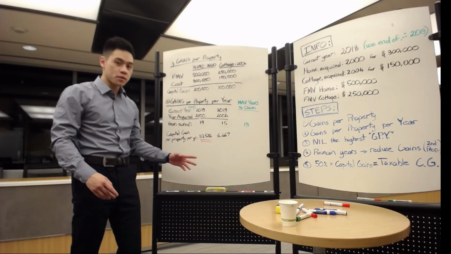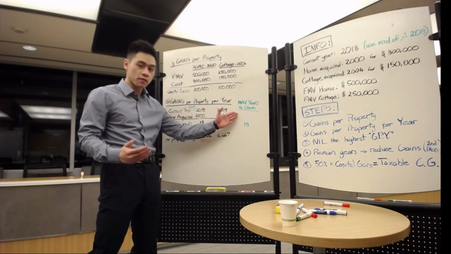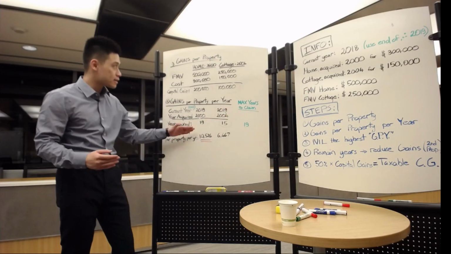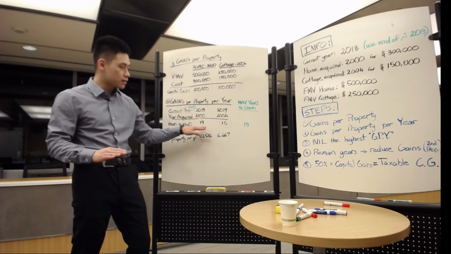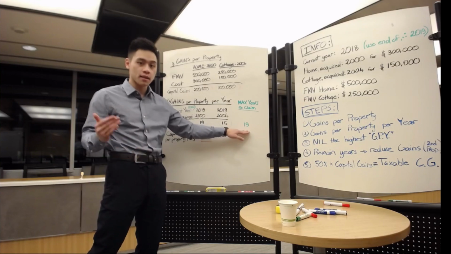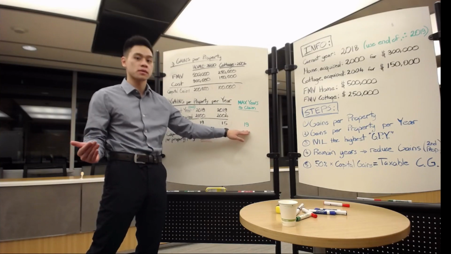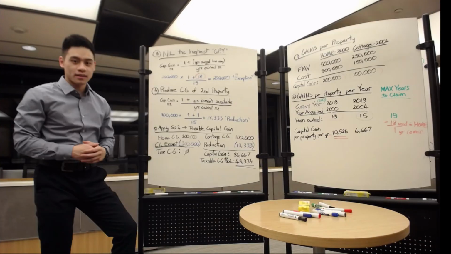In the second step, you can also determine the maximum amount of years to claim. In this case, the home was owned for the longest, for 19 years till the present date. So 19 is the maximum amount of years that we can use to claim. So let's perform the next 3 steps.